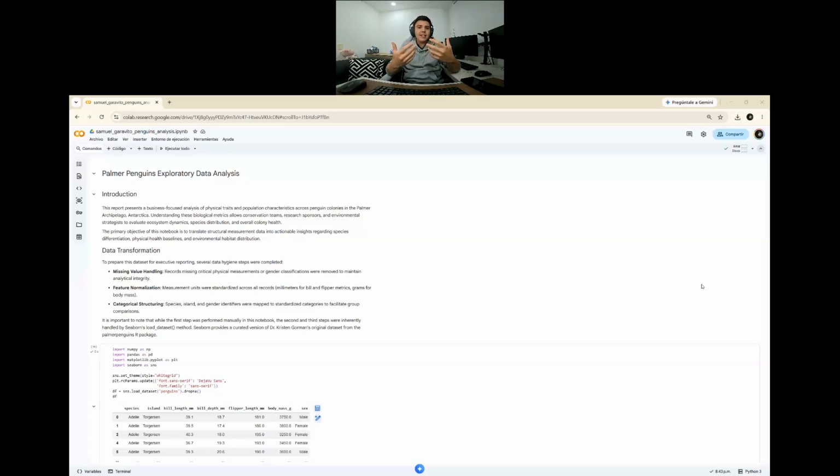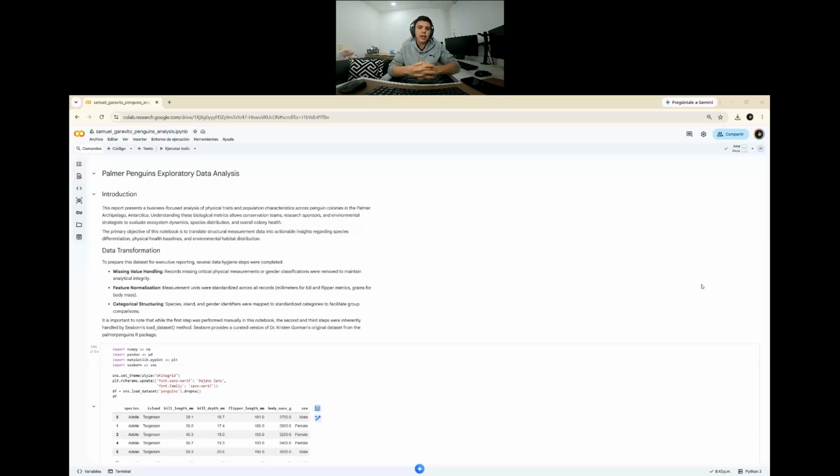For our analysis, we did a data transformation when we converted raw data into insightful data. We first did missing value handling. After that, we did feature normalization. And finally, we did a categorical structuring. For the first one, we did it manually, dropping the null values. But for the others, it was done automatically by the main library that we were using. In this case, it was Seaborn. After all this transformation, we ended up with 333 meaningful observations.